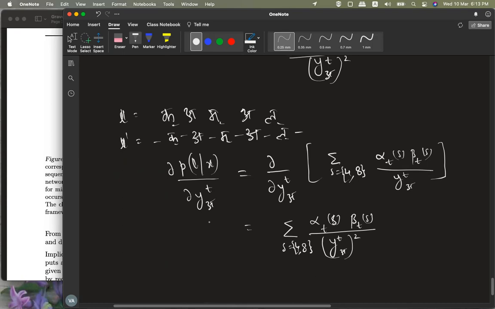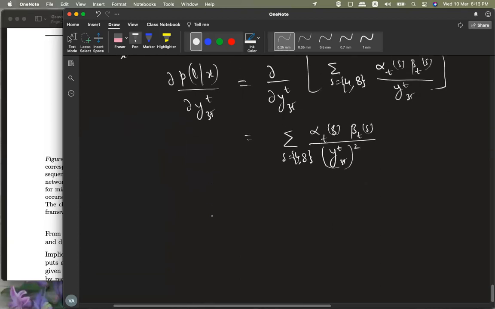So we have successfully computed it. If you want to write a general formula, then my general formula, this is what you will get in the paper. The general formula will be y_k^t is equal to, okay, no derivative.